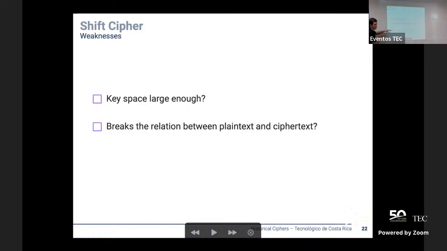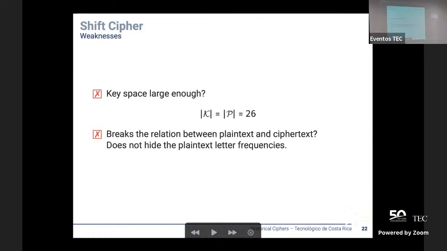Let's start again with the weaknesses of the shift cipher. For the shift cipher, you could ask yourself, is the key space large enough to hide a relationship between the plaintext and ciphertext? Well, the answer is indeed no, because the key space was just 26 for English, and we've seen that it doesn't hide the letter frequencies.